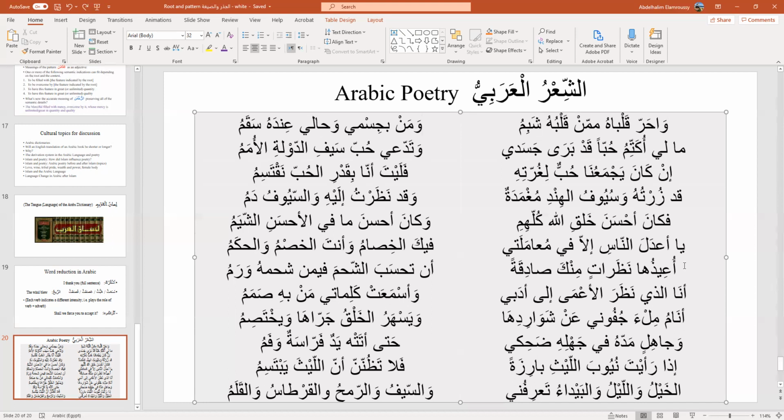So he replied to him here in this line, saying, أعيذها نظرات منك صادقة أن تحسب الشحم في من شحمه ورم. I seek refuge from your sharp looks from thinking that this is fat, while in fact it's not fat, it's waram. Waram means swelling. So he's saying here that his body is actually not fat, his body is swelling, and that's why it looks as if he's fat.